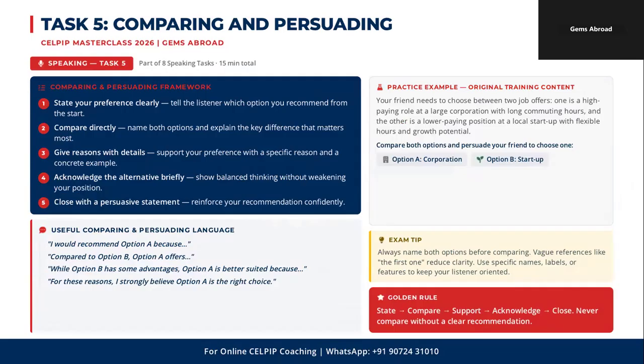The example on the slide involves 2 job offers. Option A is a higher paying corporate job with long hours. Option B is a lower paying startup job with flexible hours and growth potential. You might choose either one. But if you choose option A, don't simply say, I prefer option A. Explain why. Maybe the higher salary provides greater financial stability. Then acknowledge the advantage of option B, such as flexibility. Finally, reinforce your recommendation. Remember, state, compare, support, acknowledge, close.